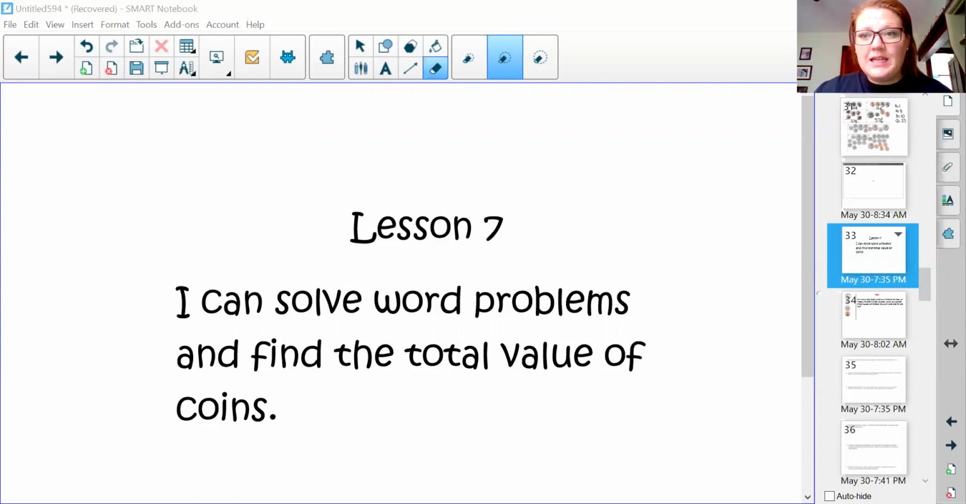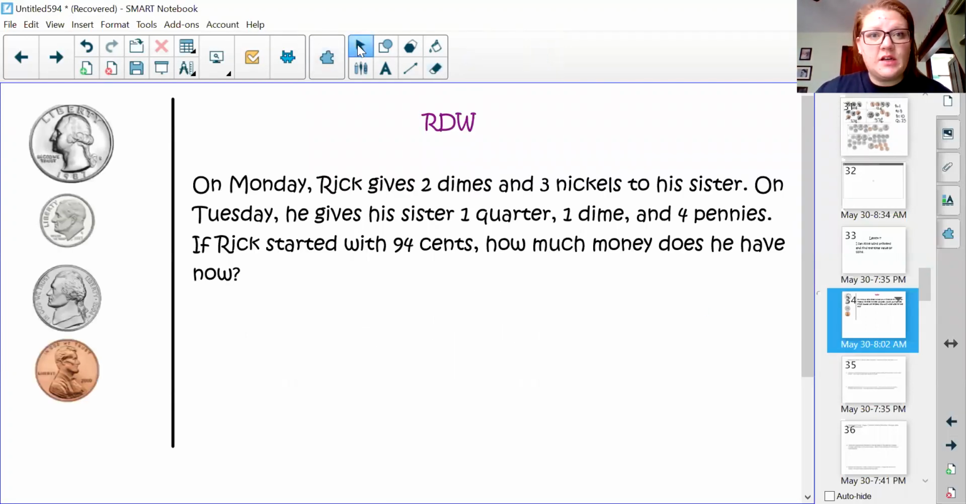Today we're going to be working on lesson 7, and we're working on solving word problems to find the total value of coins. So let's go ahead and get started here.